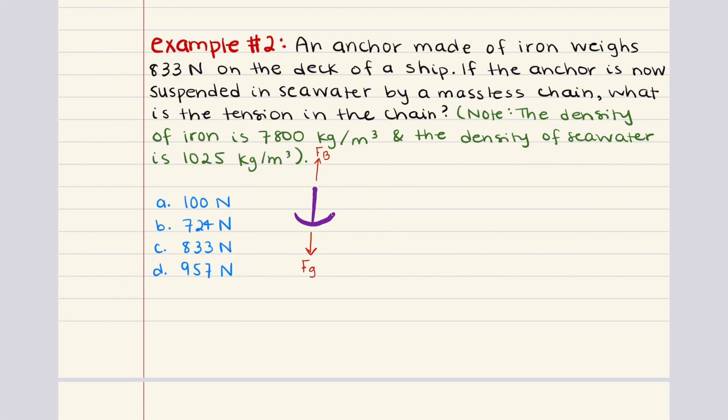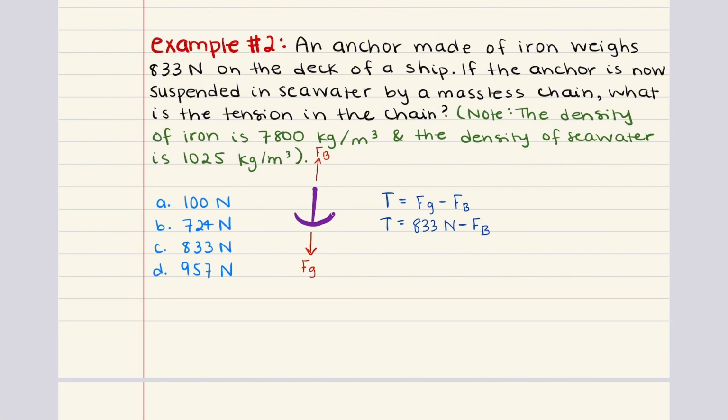Now, our goal is to calculate the tension in the chain. The tension in the chain is going to be the difference between the anchor's weight and the buoyant force because the object is in translational equilibrium. So we can write that the tension in the chain is equal to the gravitational force minus the buoyant force. We're given the gravitational force to be equal to 833 newtons.